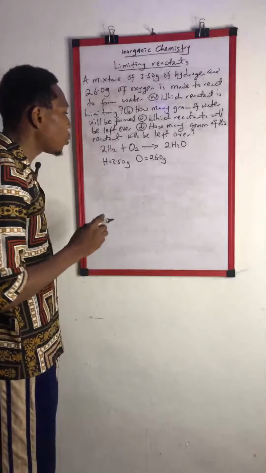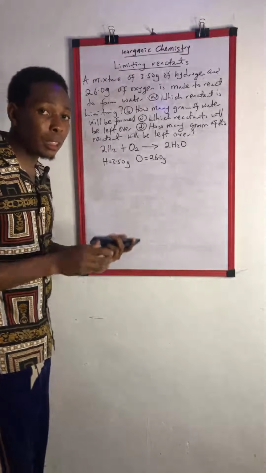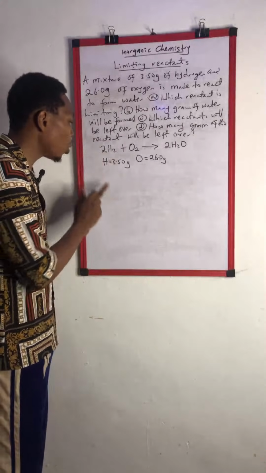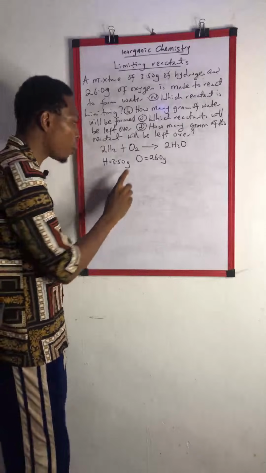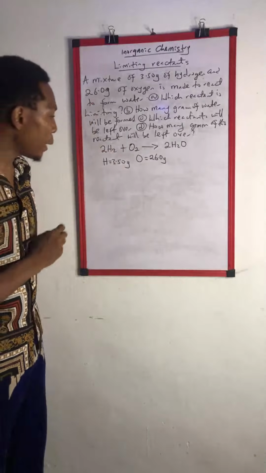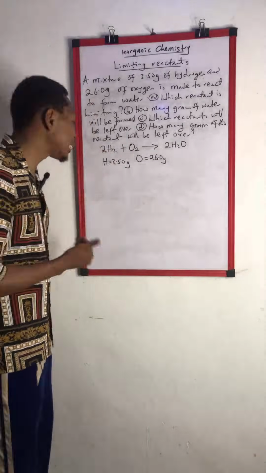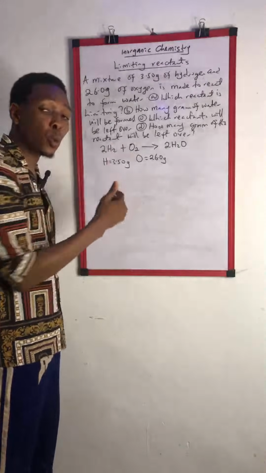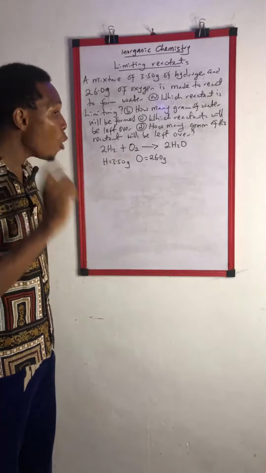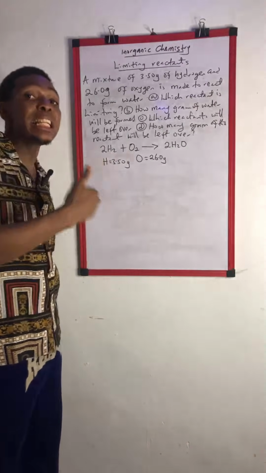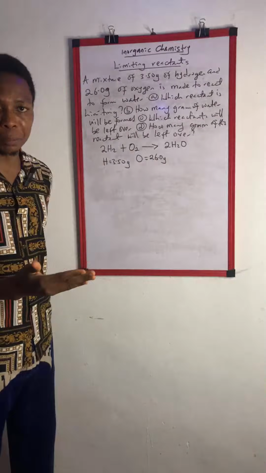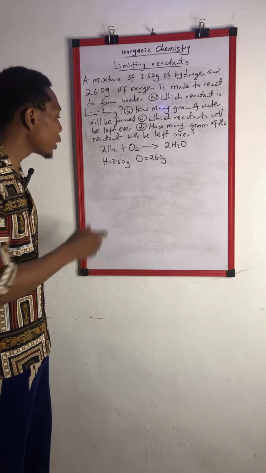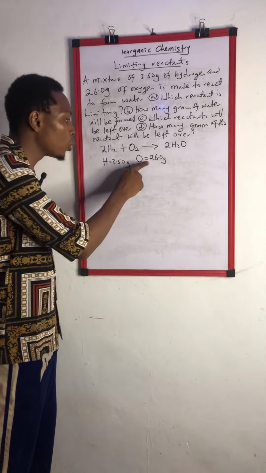Now, what you are going to do when you are calculating the limiting reagent, listen up. You look for the number of mole of hydrogen. You look for the number of mole of oxygen. The next step, you calculate how many mole of hydrogen was needed in the reaction to react with oxygen gas. Before that, first of all, you have to get the number of mole of hydrogen and number of mole of oxygen.